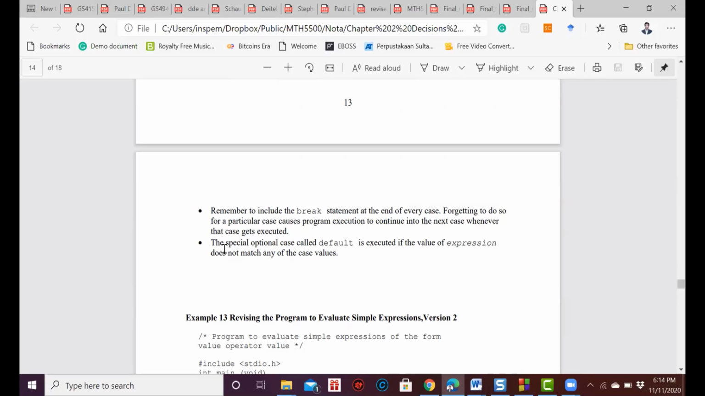Then the special optional case called default is executed if the value of the expression does not match any other cases. So this is the default situation where none of the cases are satisfied, then the default case will be executed.